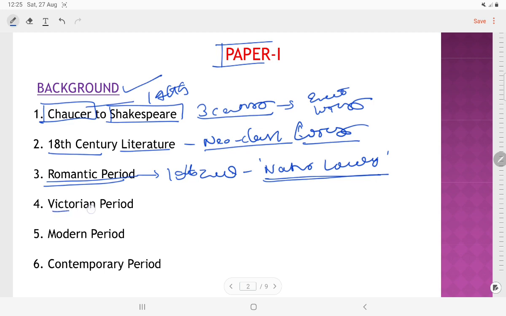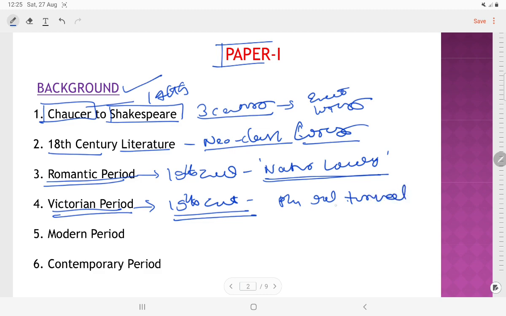And the next one is the Victorian period. So this is the latter part of the 19th century literature. Here we can find a kind of philosophical and religious turmoil. It is an age of the beginning of science, and Darwin's theory also we find in this age. So this age is very interesting to study from a historical, scientific, as well as, very importantly, literary point of view.